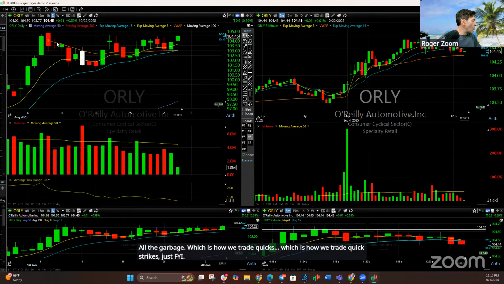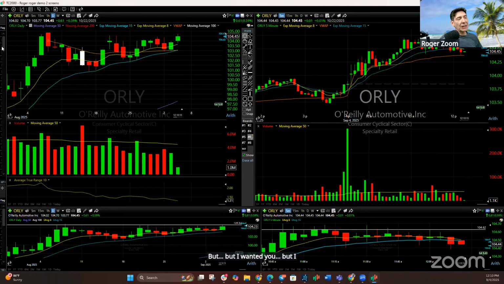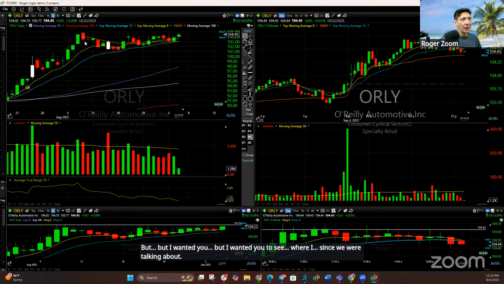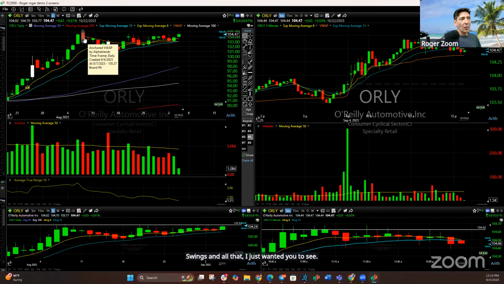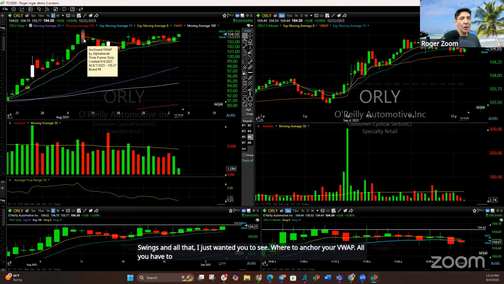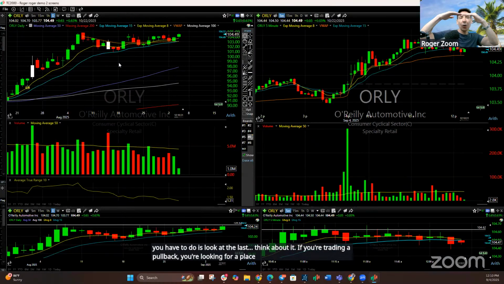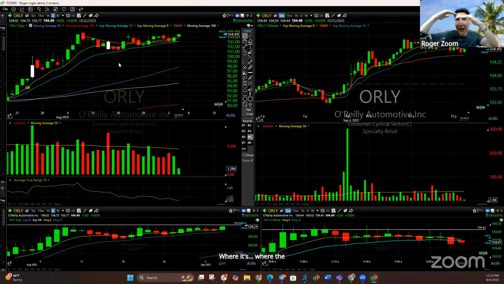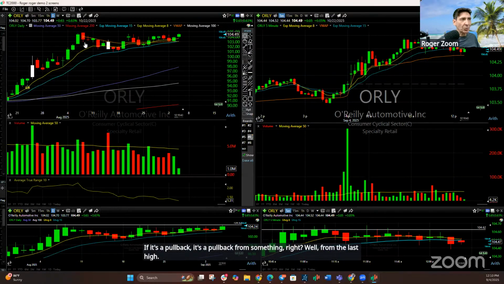But since we were talking about swings and all that, I just wanted you to see where to anchor your VWAP. All you have to do is look at the last swing. Think about it. If you're trading a pullback, you're looking for a place to enter where the move is now beyond random. So if it's a pullback from something, well, from the last high. So that's where you anchor your VWAP.